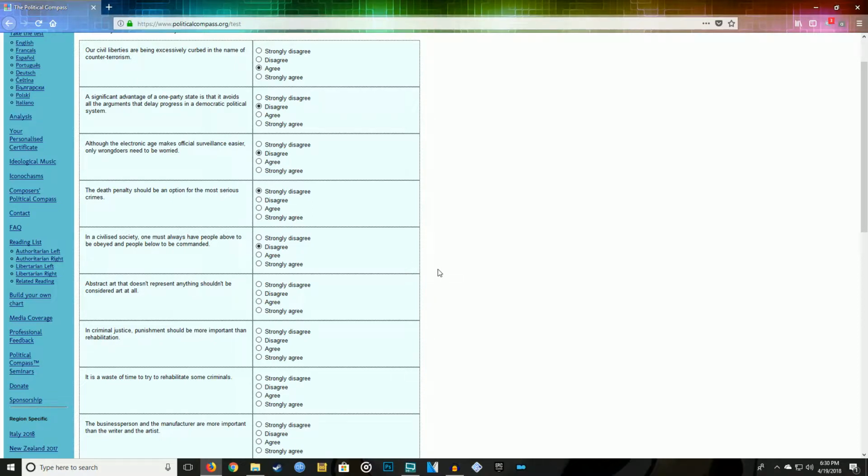That's ridiculous. Abstract art that doesn't represent anything shouldn't be considered art at all. Disagree strongly. Art is art. Whether it's abstract, whether it's real life, it is an expression of the person that is doing that art and therefore is art. In criminal justice, punishment should be more important than rehabilitation. Strongly disagree. You should always go for rehabilitation.